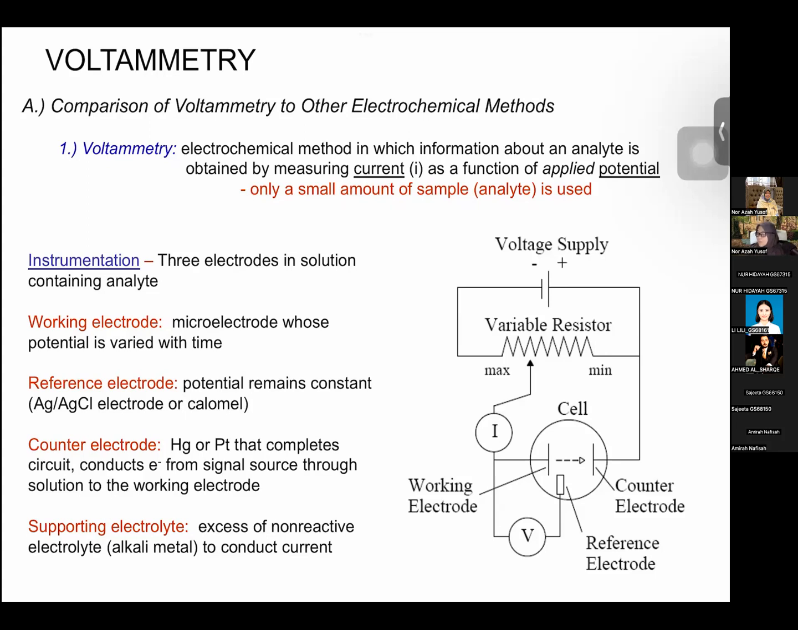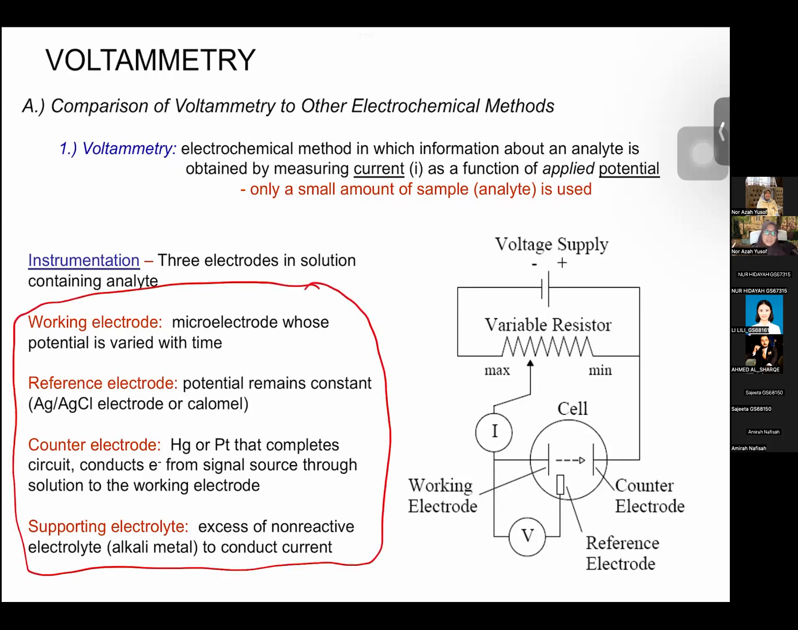So I think it's quite clear that we have discussed the structure, or the basics, of electrochemistry, particularly voltammetry. Okay. All right. So I think I have discussed during the last lecture the function of the working electrode, reference electrode, and counter electrode, as well as the function of the supporting electrolyte. So these 4 elements are very important for voltammetry.